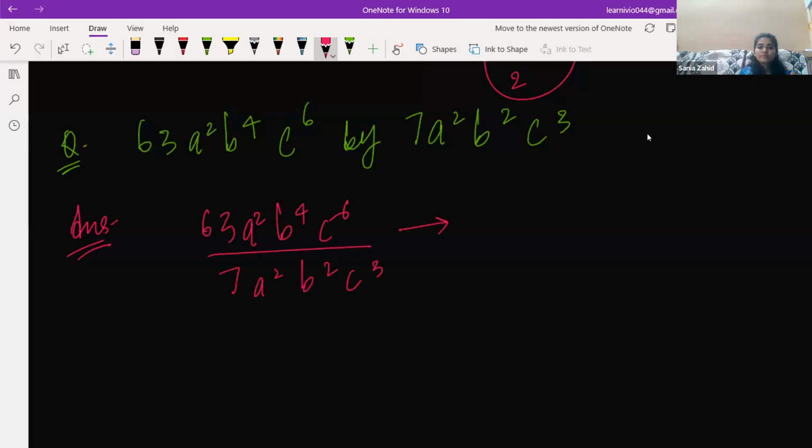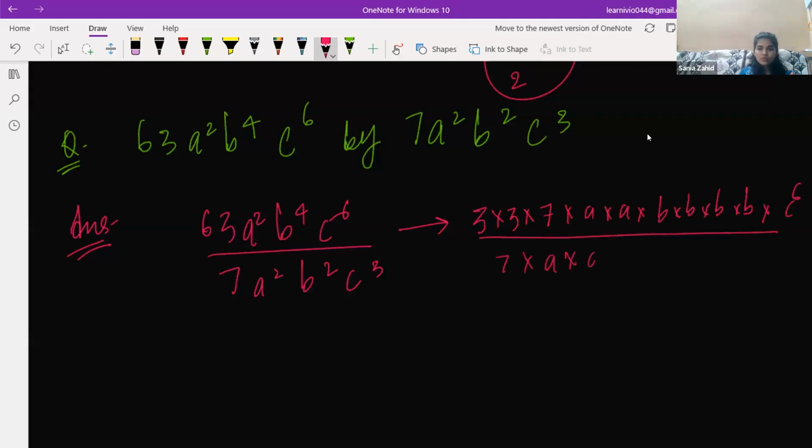So 3 into 3 into 7 into a twice, b 4 times, c 6 times. I'll not write c 6 times, I don't have space, but write it in your notebook. Okay, then I have 7 into a into a into b into b into c into c.